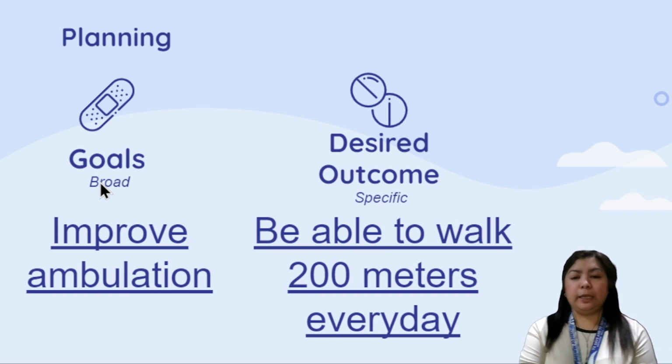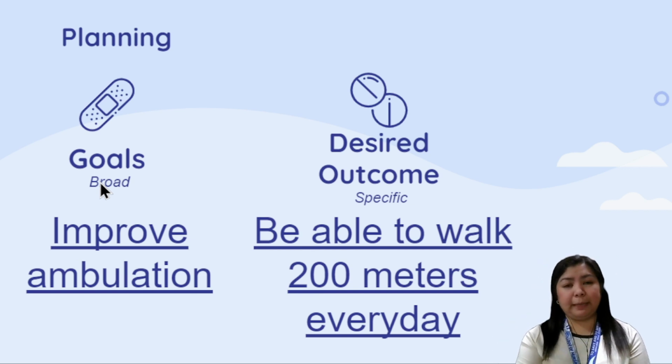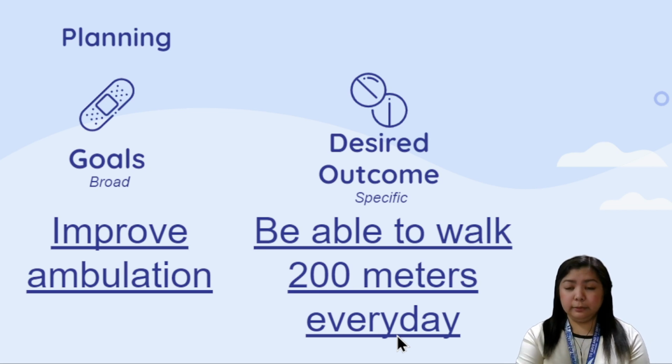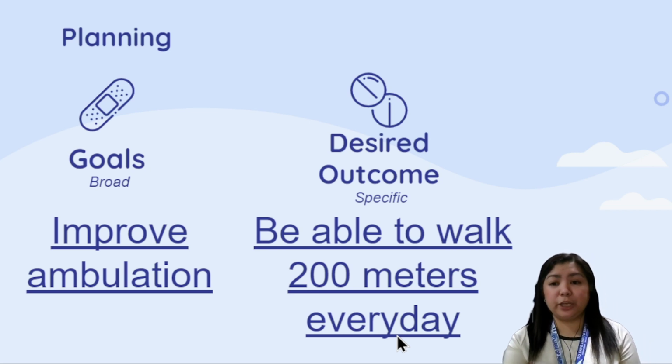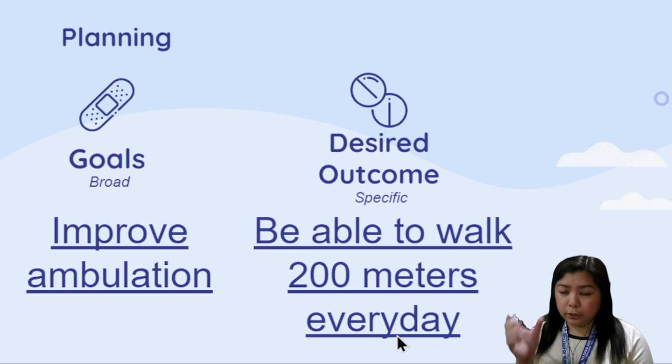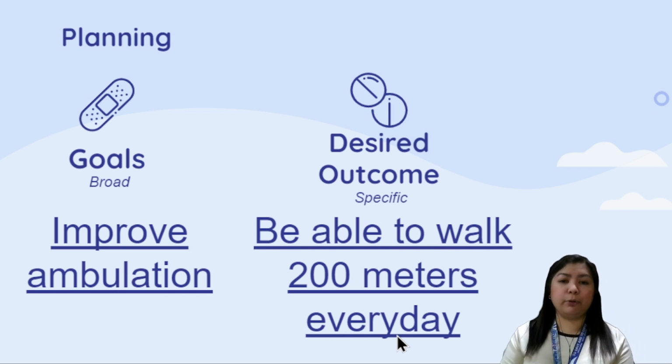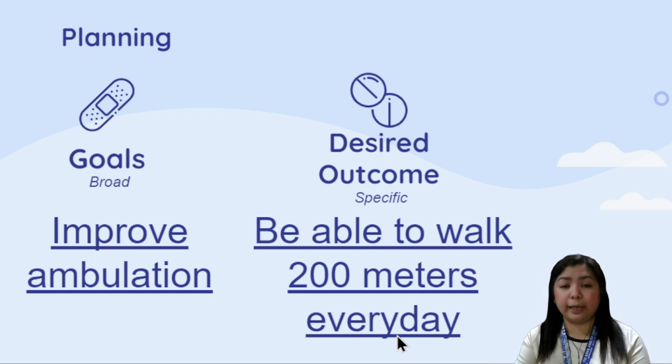So take into consideration that when we write our planning, we make sure that we write desired outcomes instead of goals. Why? Because by being specific with the things that you would want to observe, you make sure that these are measurable so that you can identify and discriminate changes from an initial data towards another data that is gathered after, of course, performing all the necessary interventions that you had provided.